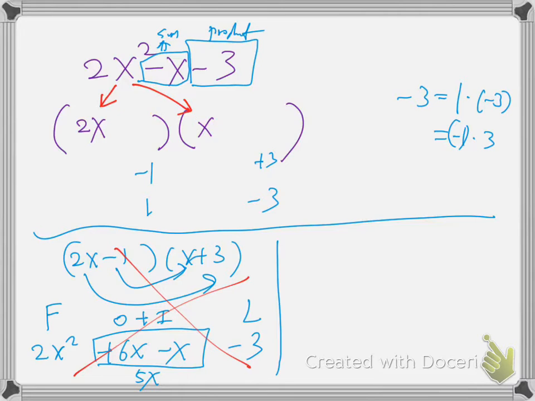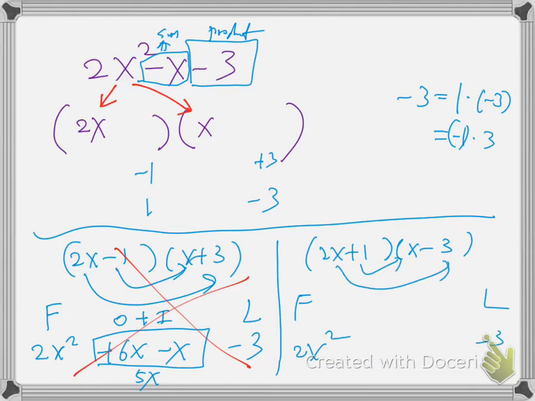Let's check the other one: (2x plus 1) times (x minus 3). We have the same F and L: 2x squared and negative 3. So O and I, right? This is O and I.